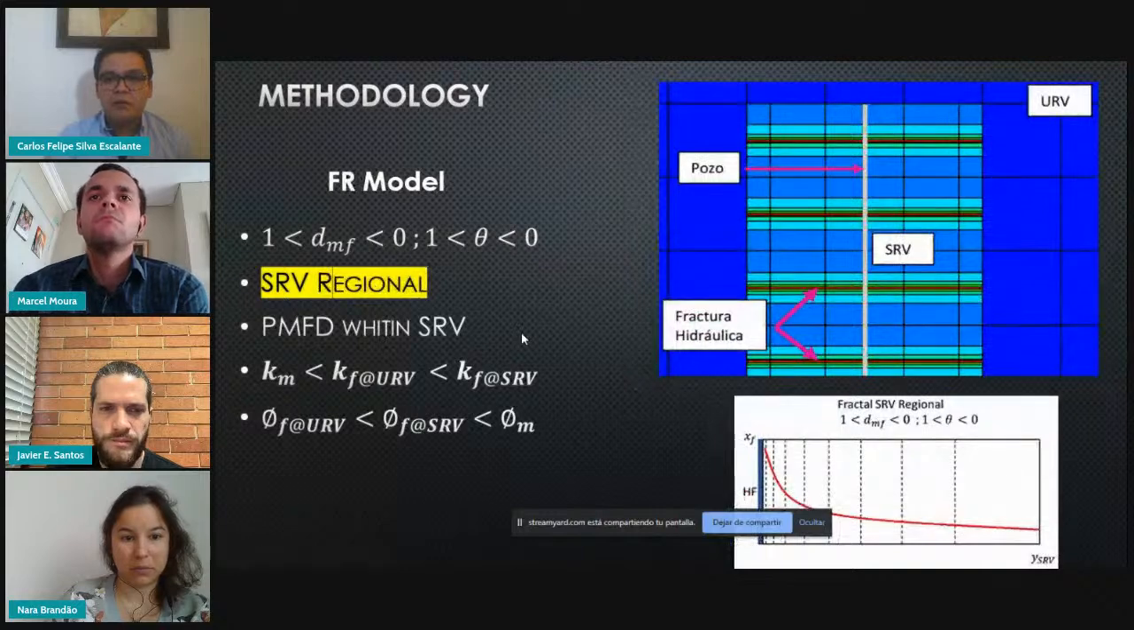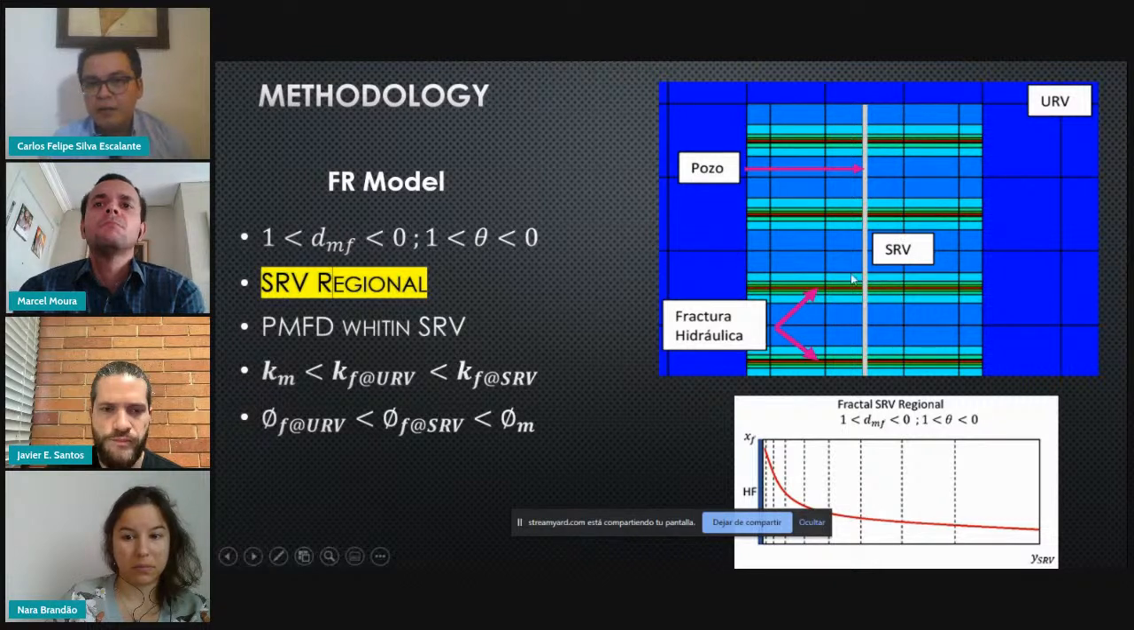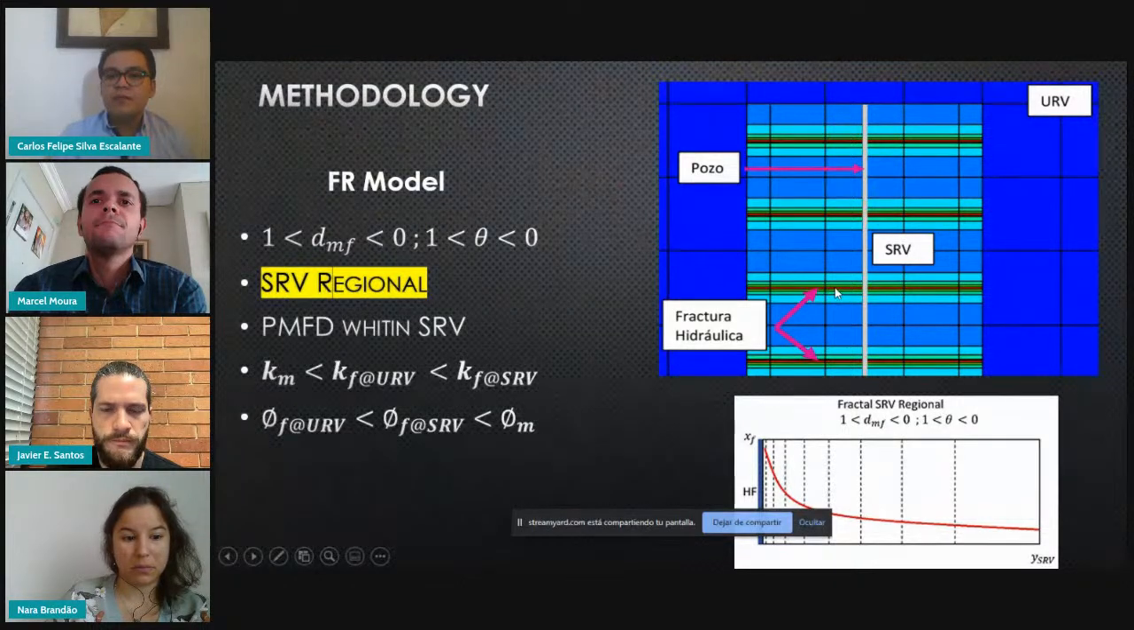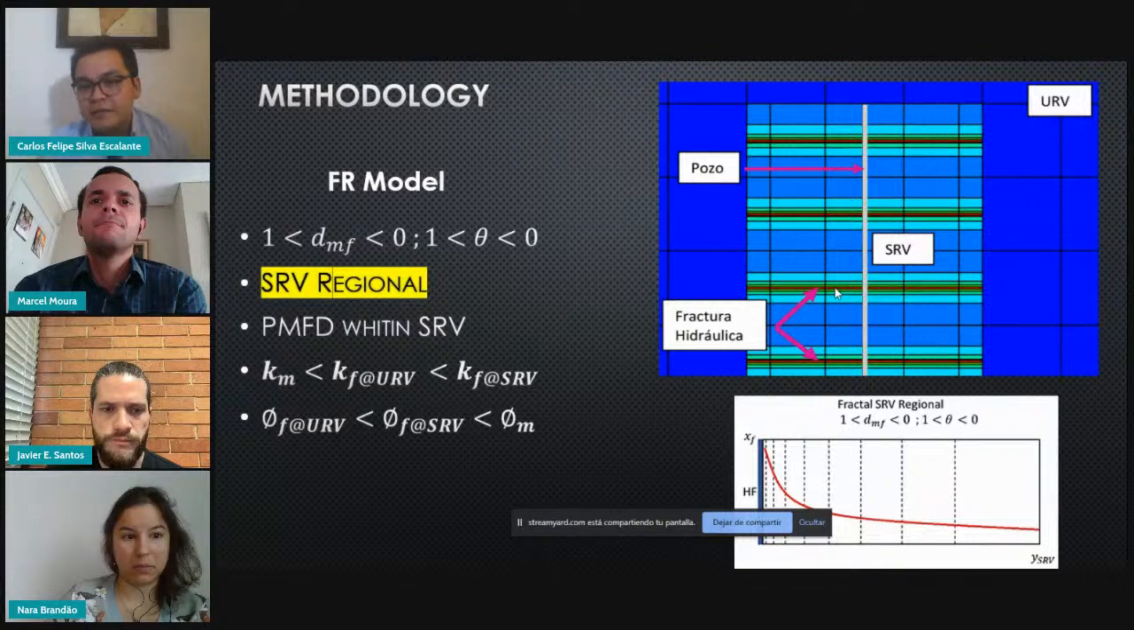Then the third model is this FR model. It's fractal and has a regional SRV, it's like this. Then the URV is around the SRV. Then we can see the colors and we can interpret this behavior like this.